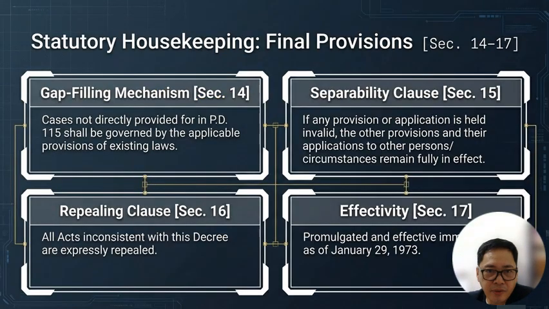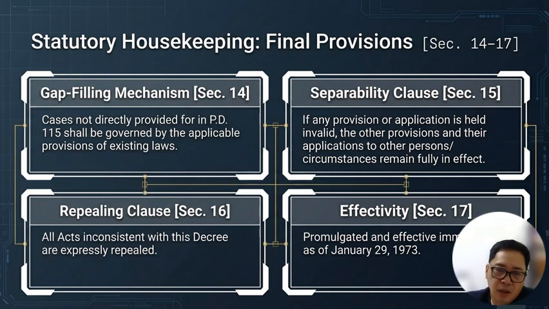So we go to the last slide, which is Sections 14 to 17. These final four sections provide the standard statutory framework to ensure the law operates smoothly alongside the broader legal system. So Section 14, supplementary laws. This provision acts as a legal fallback, stating that any cases or situations not specifically provided within the decree itself shall be governed by the applicable provisions of existing laws.